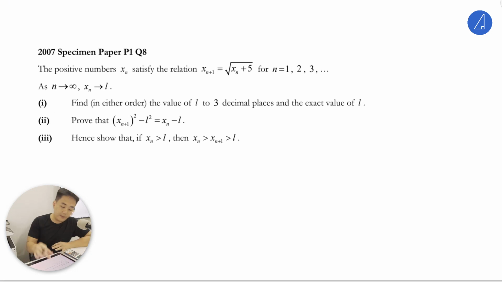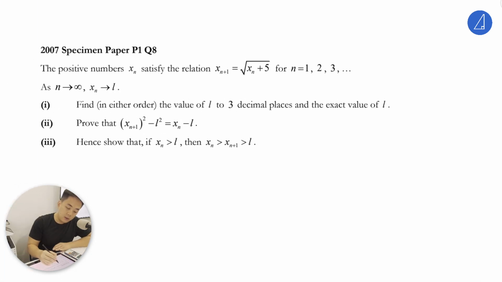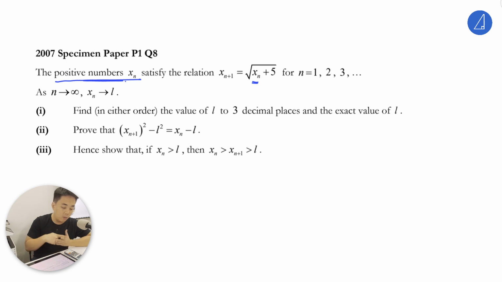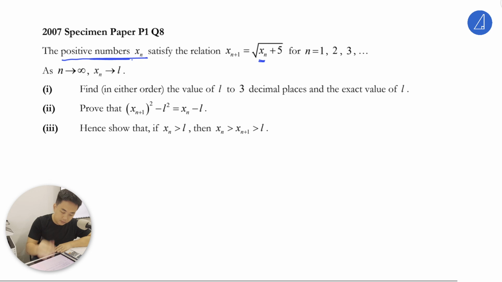Okay, I'll just explain what is going on here. You have a sequence of positive numbers xn. You don't know what the seed value is, so you don't know what x1 is, meaning when it starts. But it doesn't matter.